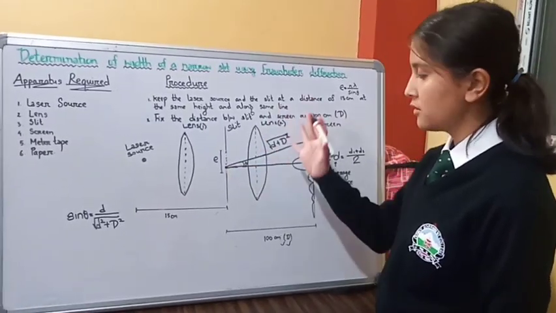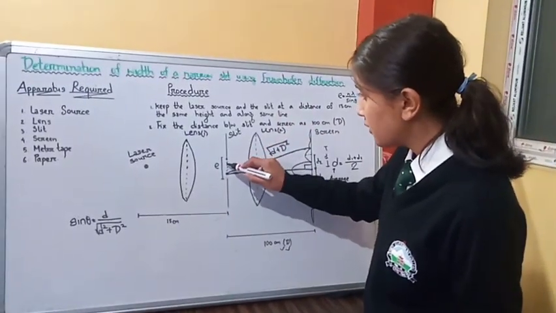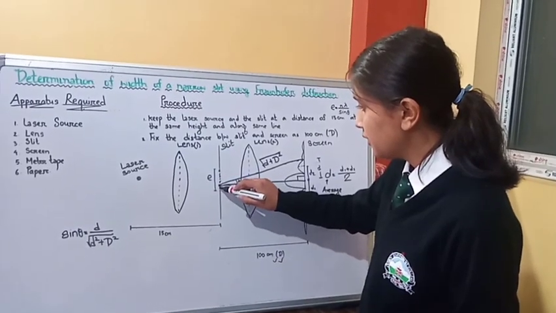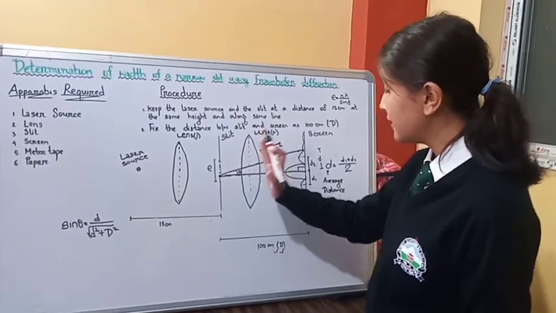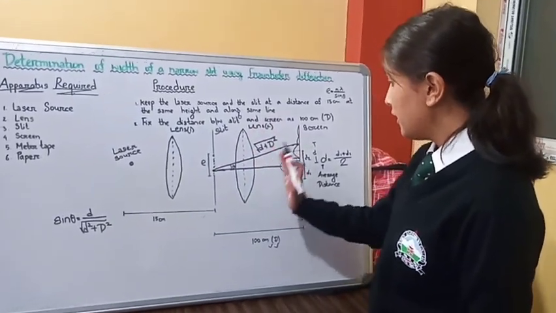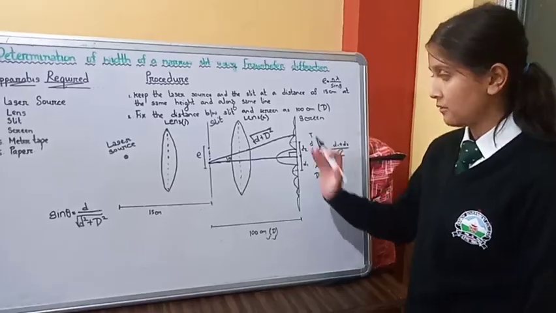As I have said earlier, these points act as secondary sources and they generate secondary wavelets. These secondary wavelets interfere with each other and they form a diffraction pattern.